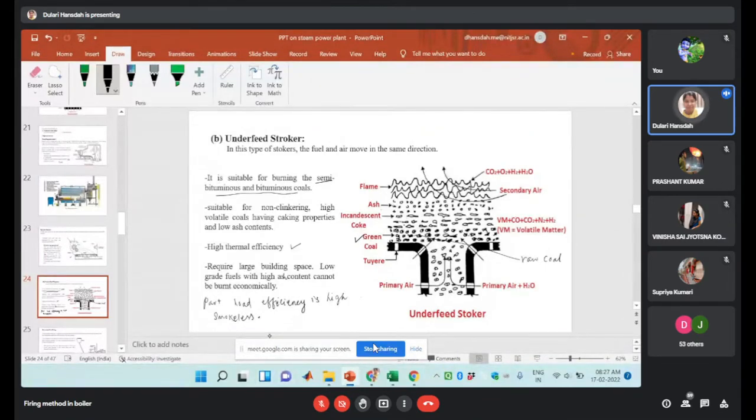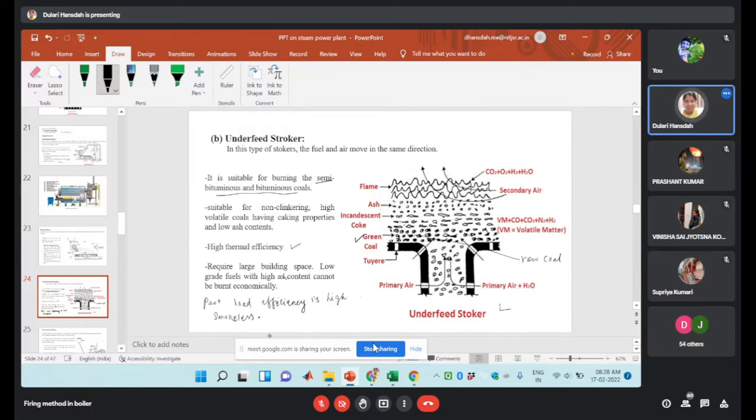It is having disadvantages also. Disadvantages means it will require large space, and another one is the high initial cost in this case. As for clinkering, it is preferable for the non-clinkering type of coal. If you are using a different kind of coal, you may experience clinkering troubles. Another drawback is that, as we have mentioned, we cannot use high ash content kind of fuel. So these are the disadvantages of the underfeed stoker.